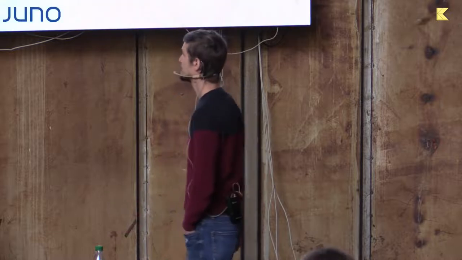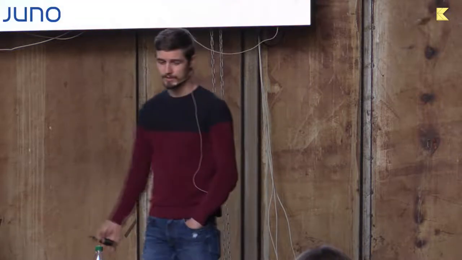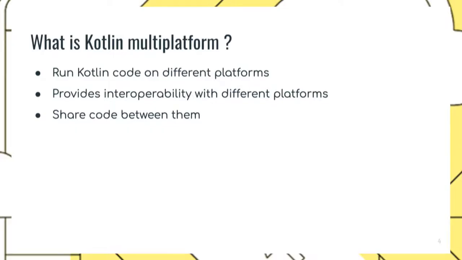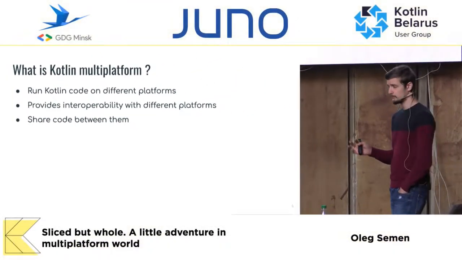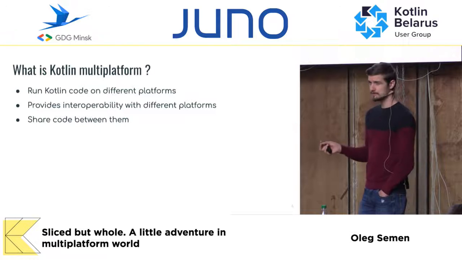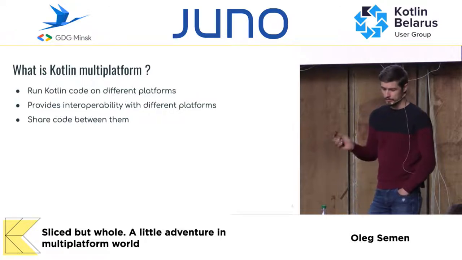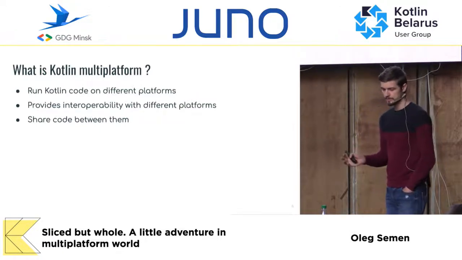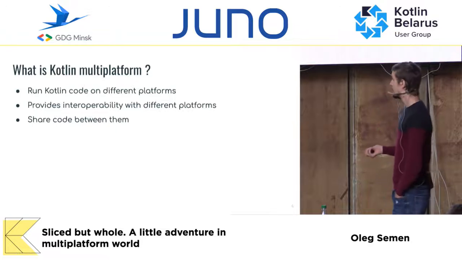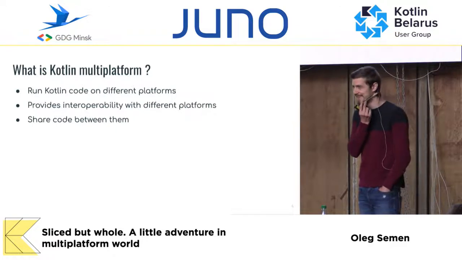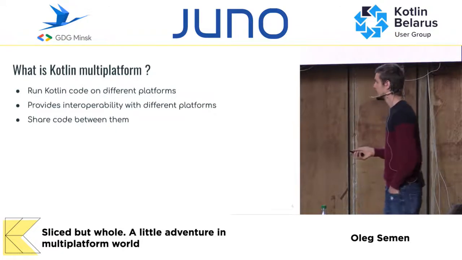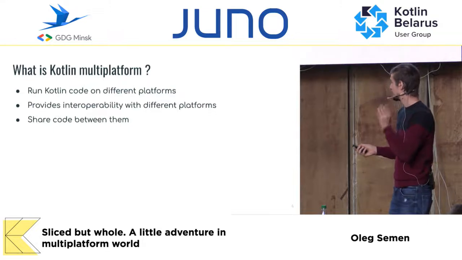So let's start with a little introduction of what Kotlin Multiplatform is. Kotlin Multiplatform is a feature of language and tools that allows us to run code on different platforms, to provide interoperability with existing code, and to share some code between these platforms. So why do we need this at all?